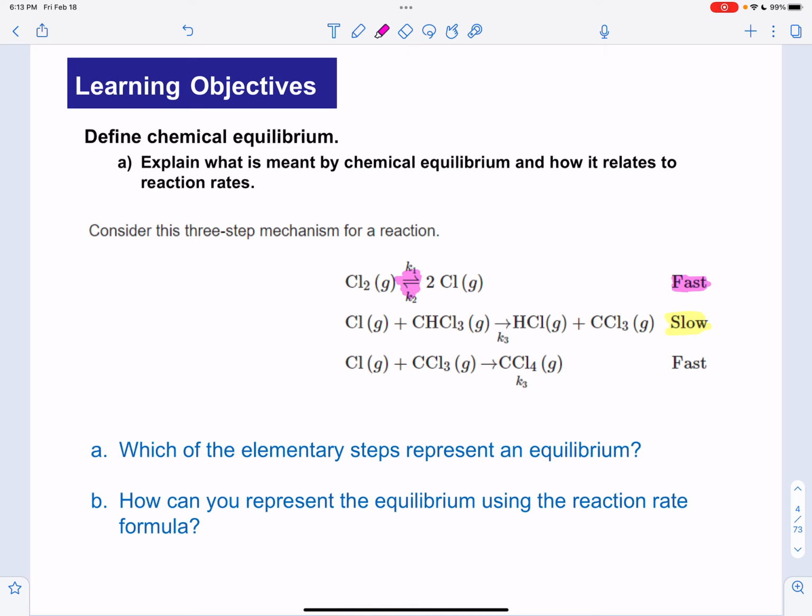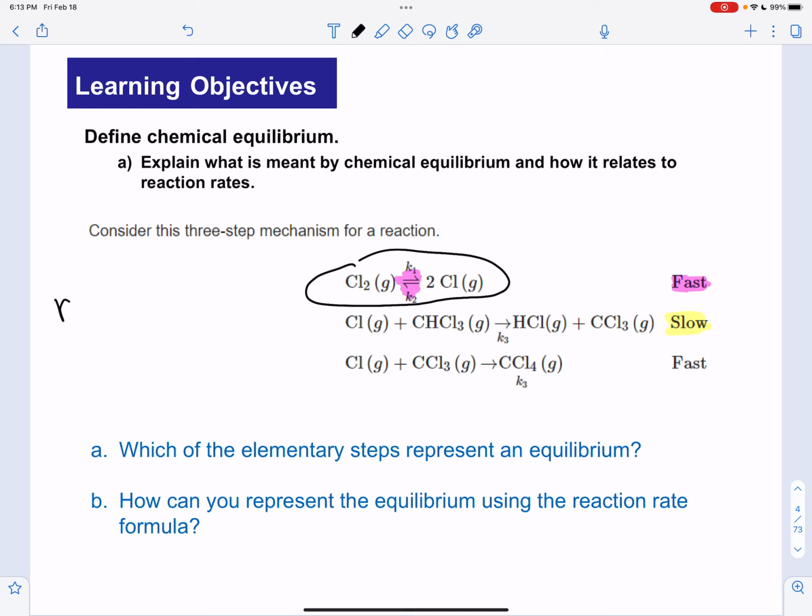So which of the elementary steps represents an equilibrium? Really easy. The one that shows two arrows going back and forth. How can you represent the equilibrium using the reaction rate formula? Just basically what we just did.